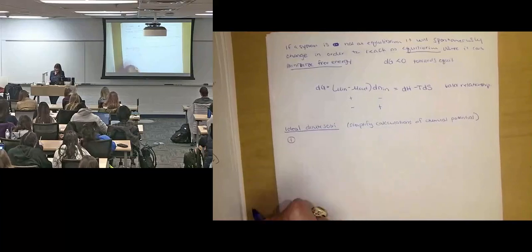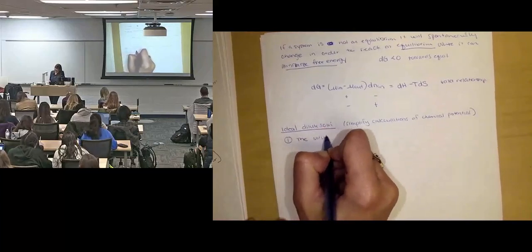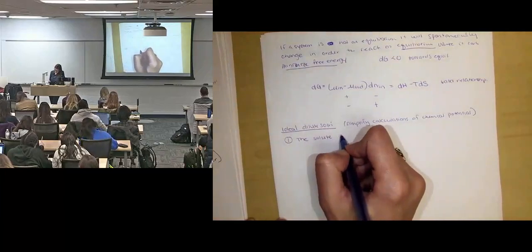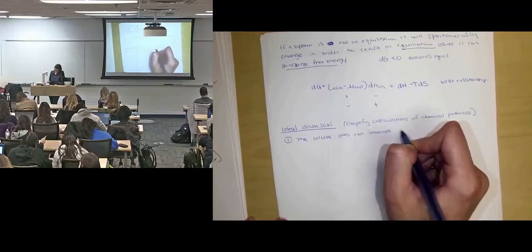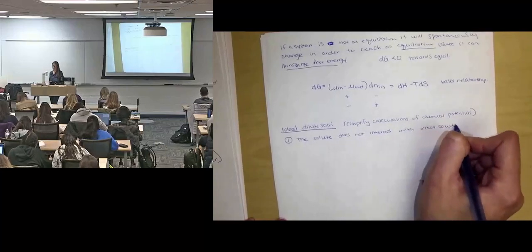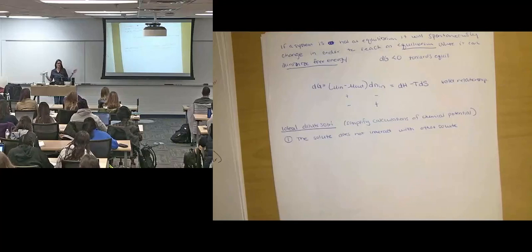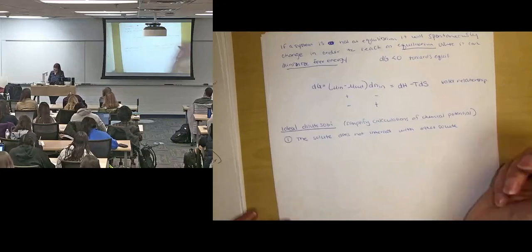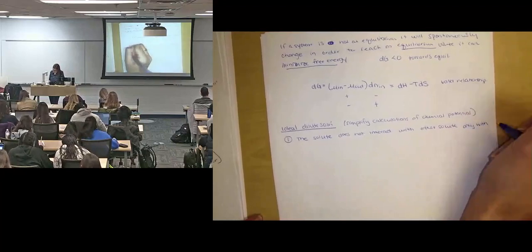So one of the things that we're first going to start with, our first assumption, is that the solute does not interact with other solute, okay? So this is kind of similar to ideal gases when they hit each other. Either they don't hit each other, or when they do, nothing happens. We just imagine it's perfectly elastic. The solute does not interact with other solute, only with solvent.